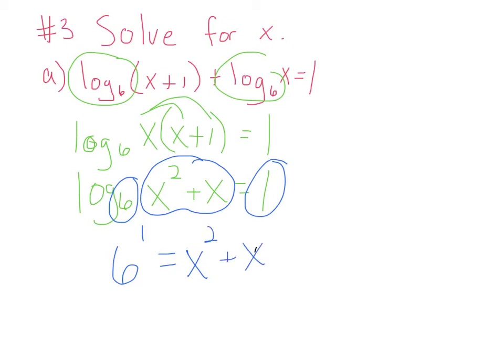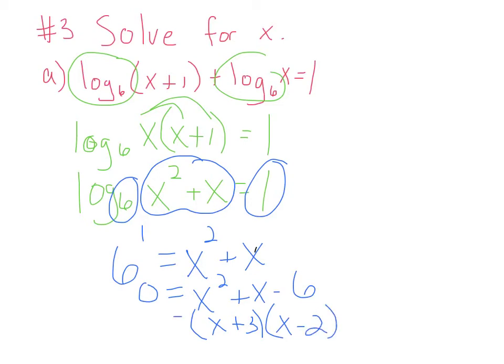Can you solve for x now? Sure can. Set this to 0. How many answers are you going to get? 2 answers, Mr. Williams. So that's x plus 3 and x minus 2. Check your answers. What are they? -3 and +2. Are you done?